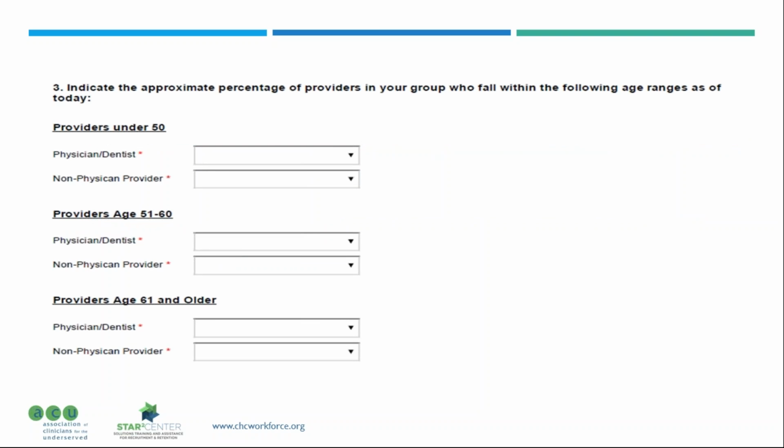And this area is to give us some idea of the age of your providers in terms of retirement and succession planning. So we categorize physicians and dentists together and non-physician providers in another category. This gives a rough percentage, like what percentage of your physicians and dentists are under 50, and it's a scroll down you can choose. I can't scroll on here because it's not a live screen.